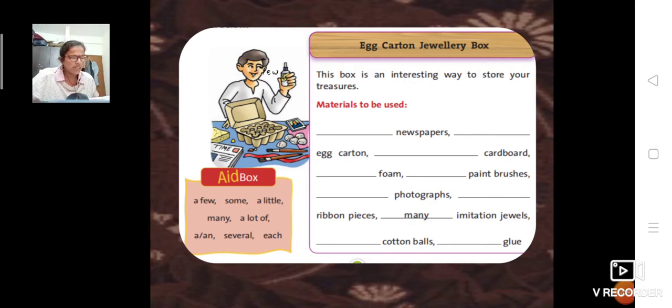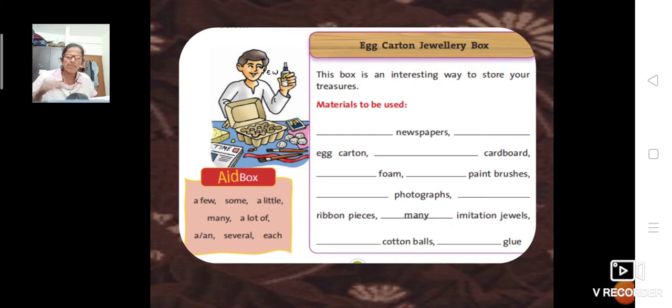So shall we start, children? Try to add these quantifiers in this box. So 8 boxes are given: a few, some, a little, many, a lot of, several, each. So this box is an interesting way to store your treasure. Materials to be used. So dash, newspapers.